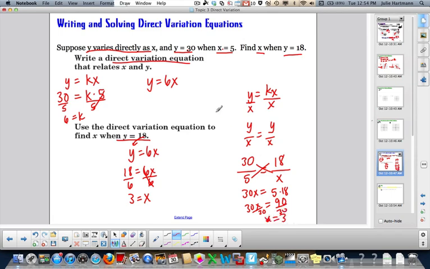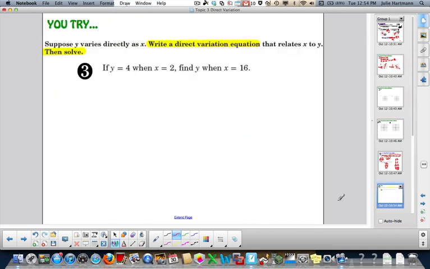So it all depends. If you have to write a direct variation equation, you've got to solve for k and do it this way. And then once you have your equation, it's very easy to plug it in and solve. If you don't have to write the equation, which you'll have some where you don't, you're just given basically this piece of information, then you can just do y over x equals y over x and solve the proportion. Okay? So next you are going to try that one.